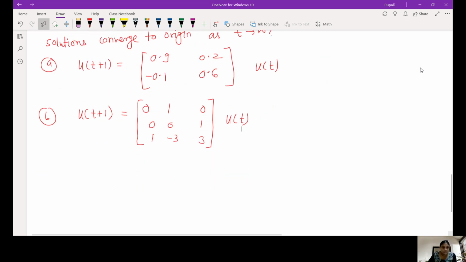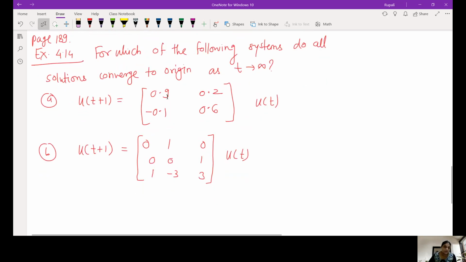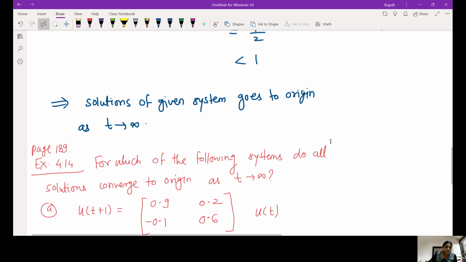So for this, what you have to do? You have to find eigenvalues, or rather, instead of all eigenvalues, you find the spectral radius of these matrices. If the spectral radius of A is strictly less than 1, then you can say all solutions go to the origin as t tends to infinity. If not, then all solutions do not converge to the origin. So you only have to find eigenvalues and then the spectral radius, and then you can tell whether solutions converge to the origin or not. Okay, so this you can take as homework.